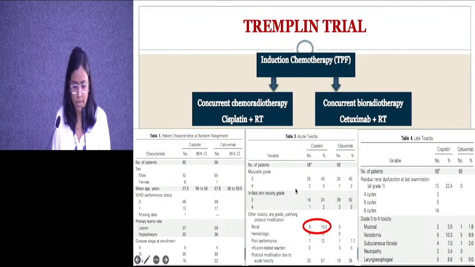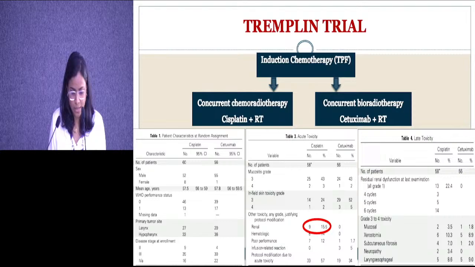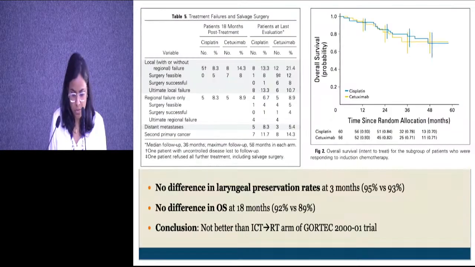So again, this is another trial, which also looked at induction chemotherapy followed by either CTRT with cisplatin versus cetuximab CTRT. And the larynx preservation rates were similar in either arm, whether you give cisplatin, cetuximab, or chemotherapy with cetuximab.